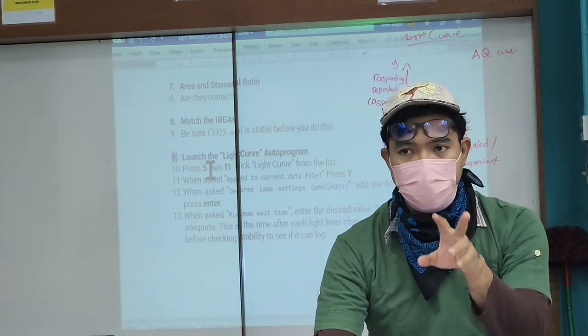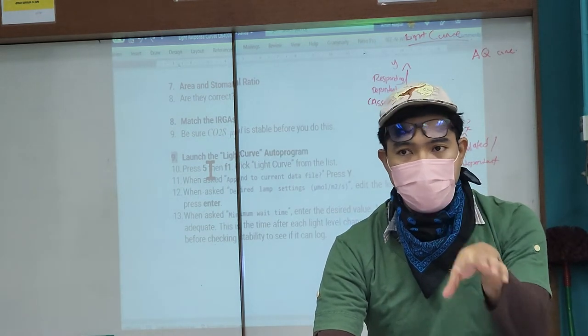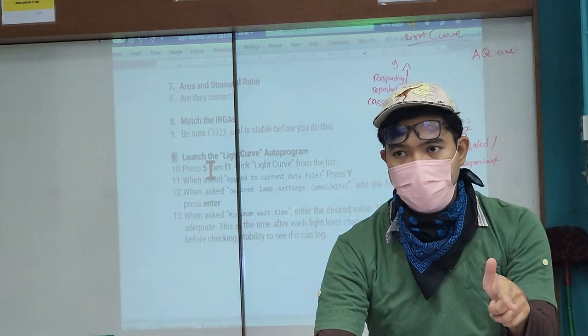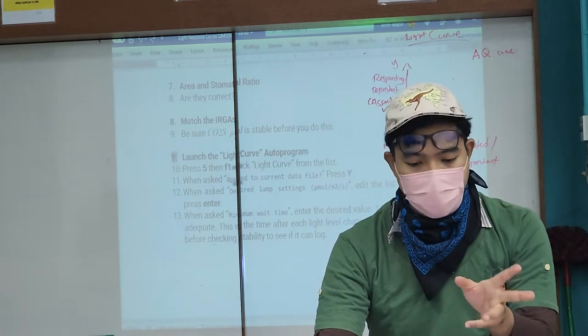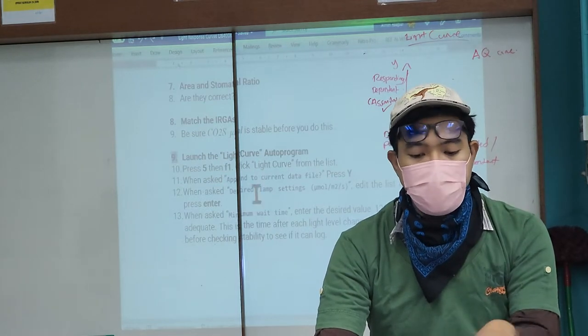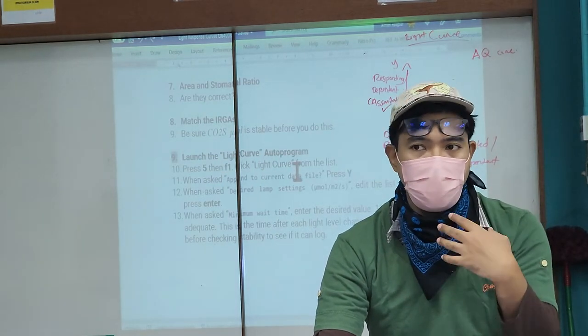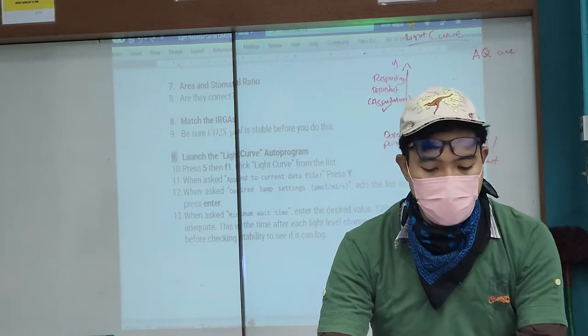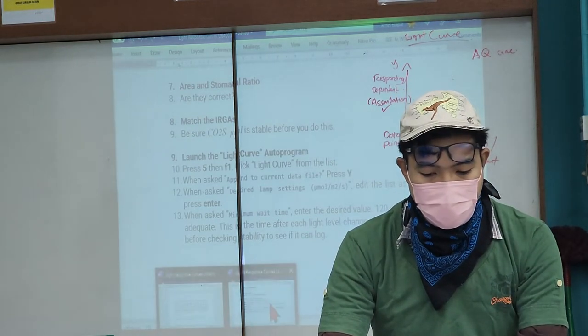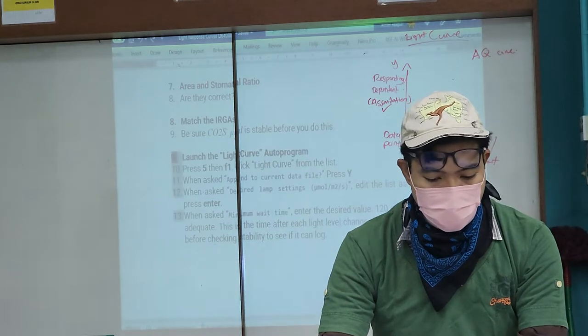Remember, the LI6400 has got two kinds of menu: the F menu and the numbered menu. Actually, there is a third one, the letter menu. Press this and then the auto program is going to appear on the screen. But for 6800, it's more direct. The auto program is there. Okay, coming back to this.